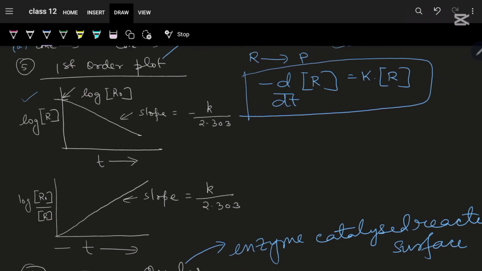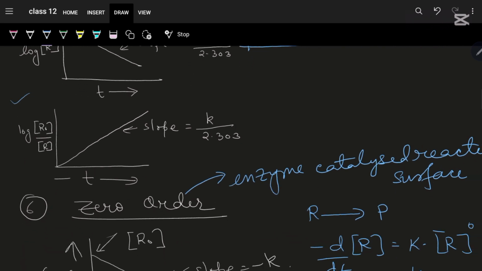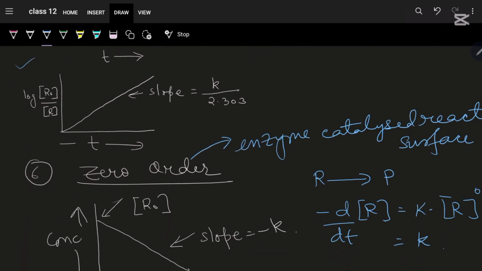Now these are the two plots: log R versus t, having a slope of minus K by 2.303, and log R naught by R versus t having a slope of K by 2.303.